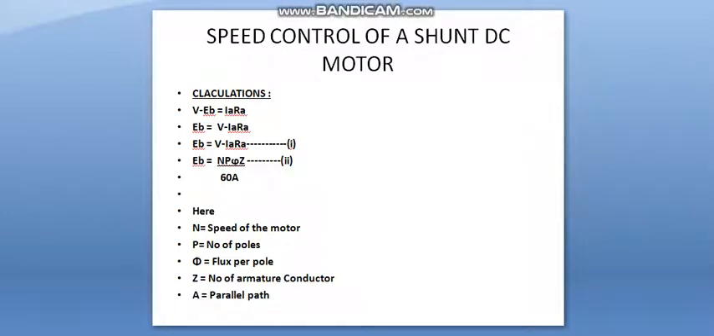We have some basic calculations. V minus Eb is equal to Ia Ra, as we know this is the basic equation of an ideal DC motor, and Eb is equal to N P flux Z divided by 60. Equation number 2 is the equation of the real DC machine. In it, N represents the speed of the motor, P represents the number of poles, flux per pole, Z represents the number of armature conductors, and A represents parallel paths.